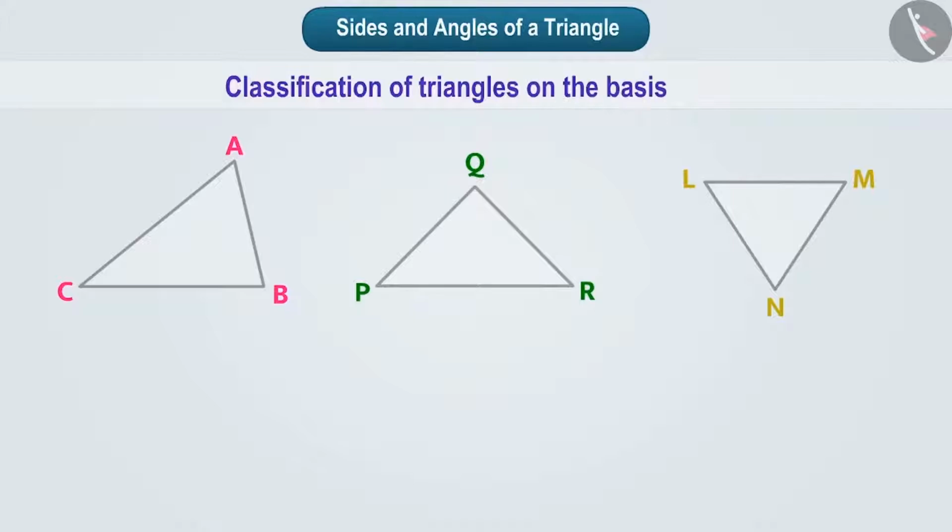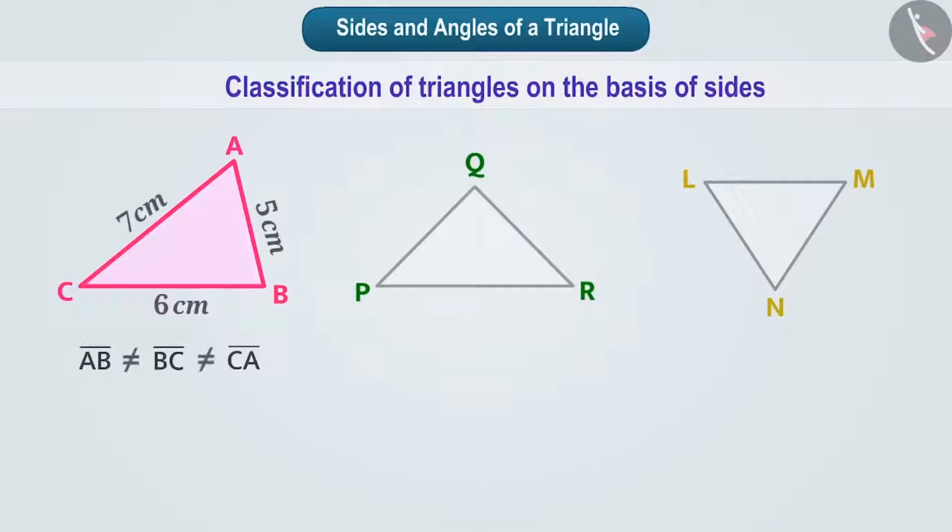Let's classify triangles based on the sides. Look here. Triangle ABC has AB equal to 5 cm, BC equal to 6 cm, and AC equal to 7 cm. A triangle whose three sides are not equal is called a scalene triangle.